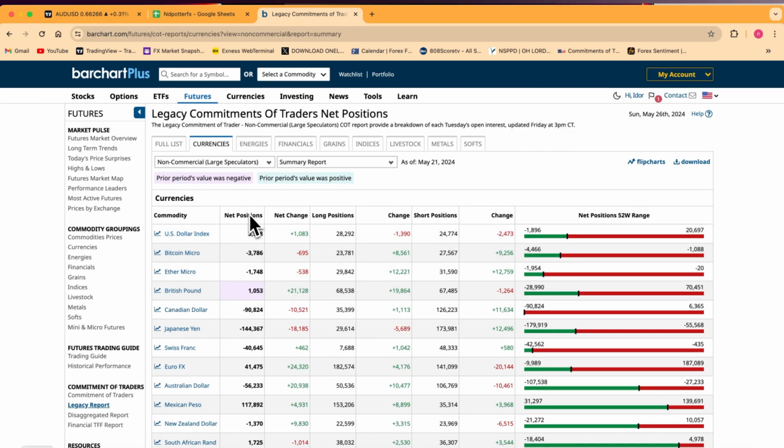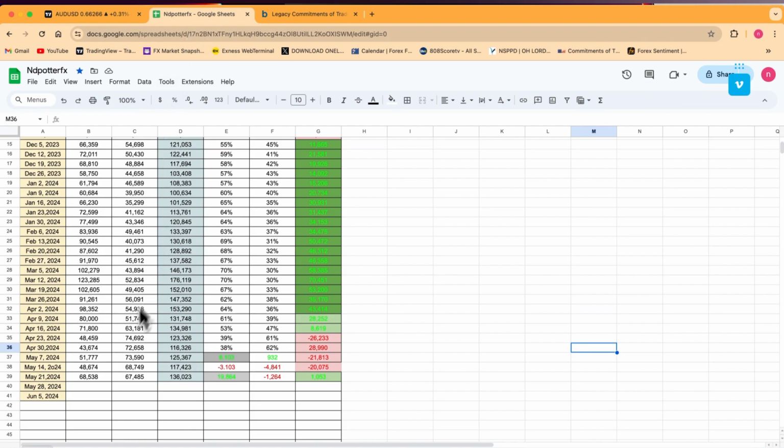When you come here now, you see the dollar, their net position, change in net position, their long, change in long, short, change in short. British pounds, net positions, change in net positions, long position, change in long position. You see the same thing on this one. Their long positions are 68.538. If you look here now, you see 68.538. So it's the same thing.